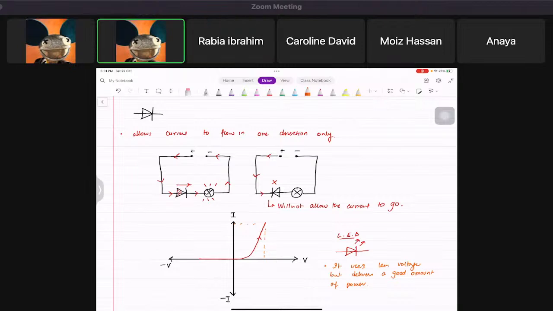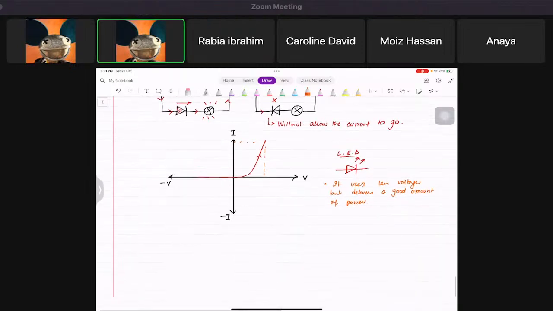Now, one of the major uses of a diode would be rectification. Rectification means basically changing an alternating current supply to a direct current supply. So that's basically called rectification.